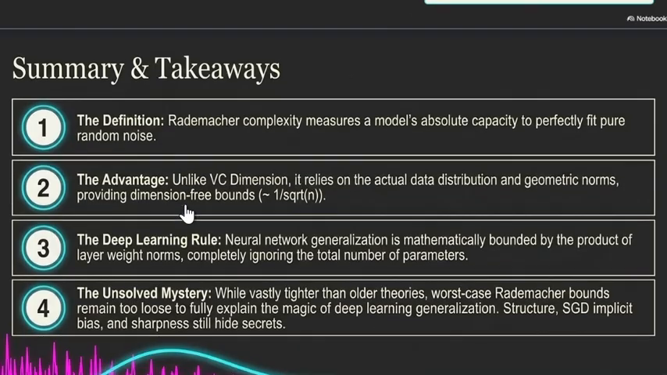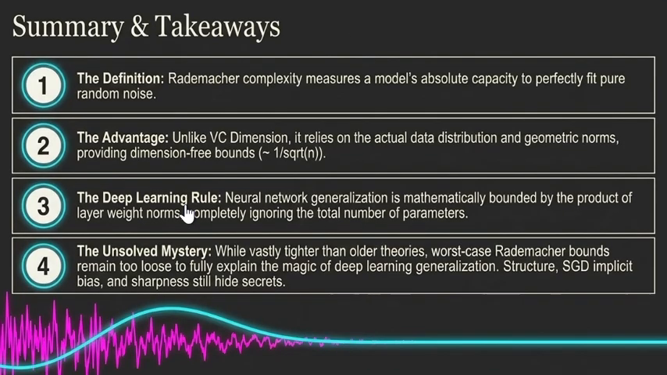So, to summarize, Rademacher complexity measures a model's capacity to fit pure random noise. It is data dependent and often dimension free, giving tighter bounds than classical VC theory. For neural networks, the controlling quantity is the product of layer norms, not the parameter count. And even these tighter bounds are still too loose to fully explain the success of deep learning. Structure, the implicit bias of SGD, and sharpness remain active research topics.